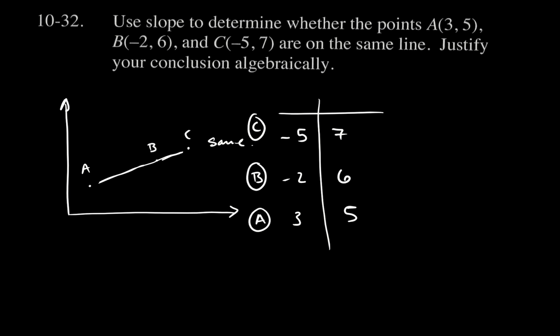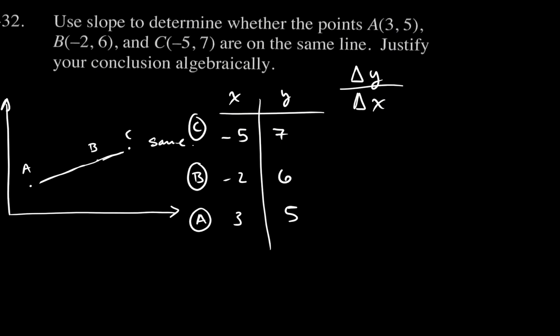These are the y's, these are the x's, and I'm looking at how much y changes and dividing that by how much x changes to find my slopes. So if I wanted to find the slope for A and B, I could go 5 minus 6 on the numerator, and 3 minus -2 in the bottom. This is how much y changes. So 5 minus 6 is -1, and 3 minus -2 is 5. So I've got the slope as -1/5 for those two points.